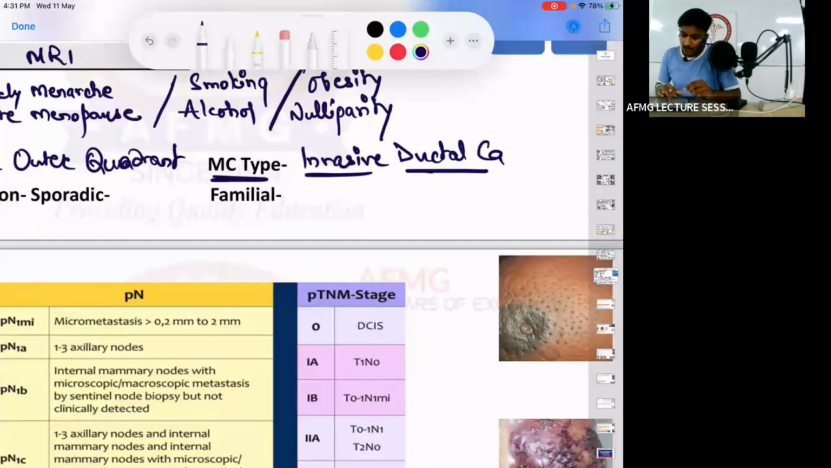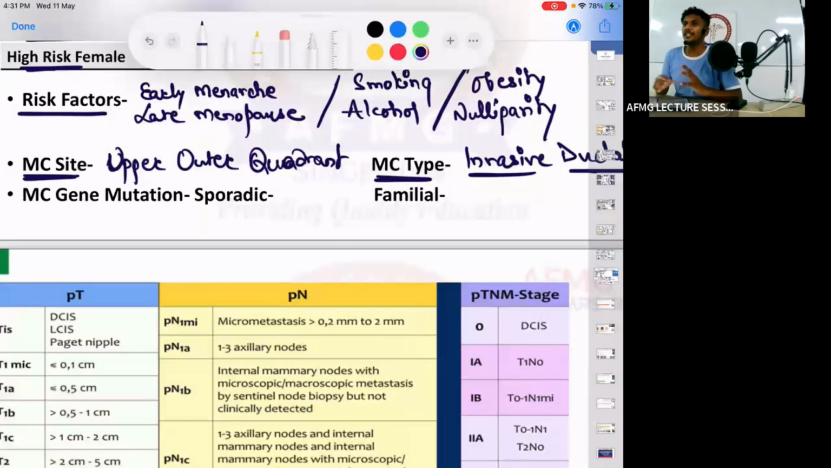Now please tell me, breast cancer is more commonly sporadic or familial? Shabash. Only 10 to 15% cases of breast cancer are familial or genetic. ठीक है? BRCA1 ज़्यादा सुनते हो, that does not mean breast cancer is more commonly genetic. Breast cancer is more commonly sporadic, or less commonly familial or hereditary.